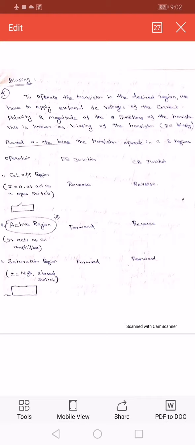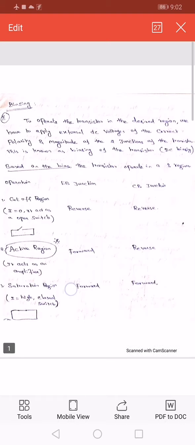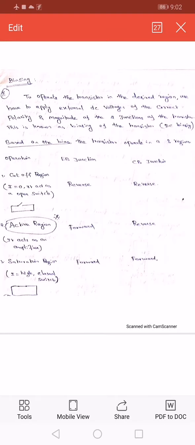Biasing is also called DC biasing, the reason being that we apply the DC voltage to the two junctions. If we apply reverse bias to the input junction, that is the emitter base junction, and the collector base junction is also reverse biased, then the transistor operates in the cutoff region. At that time the current value is 0, so it becomes an open switch. There is no current flow in that circuit, so it acts as an open switch.